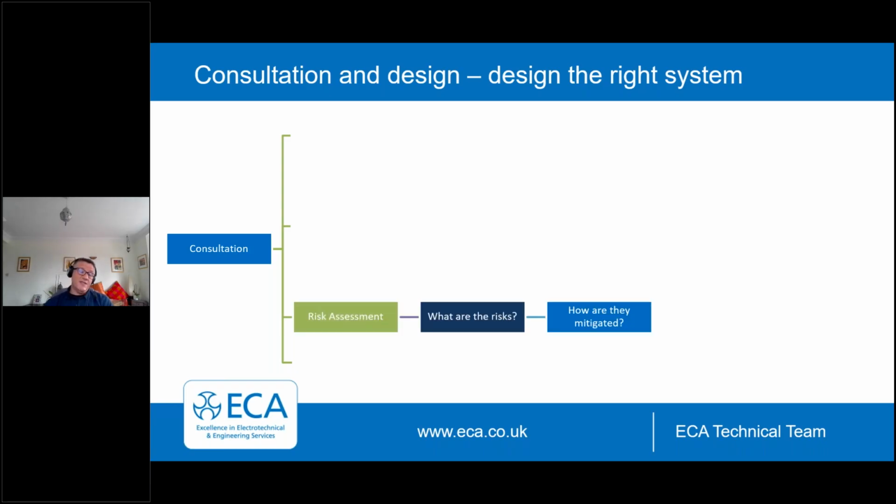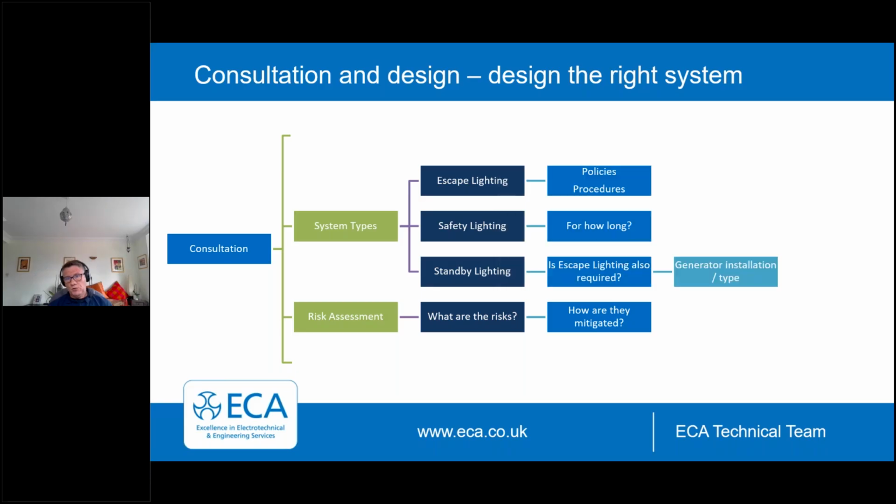Now, we've mentioned risk assessment, and that would ultimately be the starting point. So when we're doing the risk assessment, we need to look at the layout of the premises. We need to consider what the risks are, how the risks are mitigated, and that may tell us, hopefully, what sort of system is going to be best for us, whether we're just going to have escape lighting, whether we're going to have standby lighting, safety lighting, sorry, or whether we're going to have standby lighting, either one of which has its own implications, particularly, as you can see there, we're going to need policies and procedures regardless.